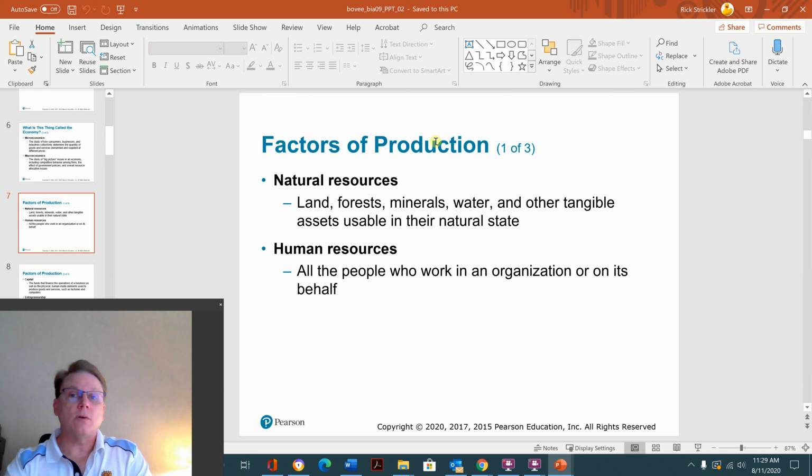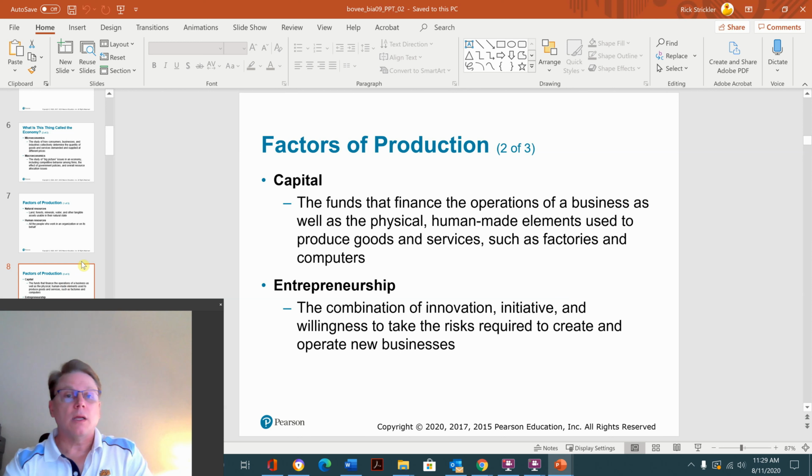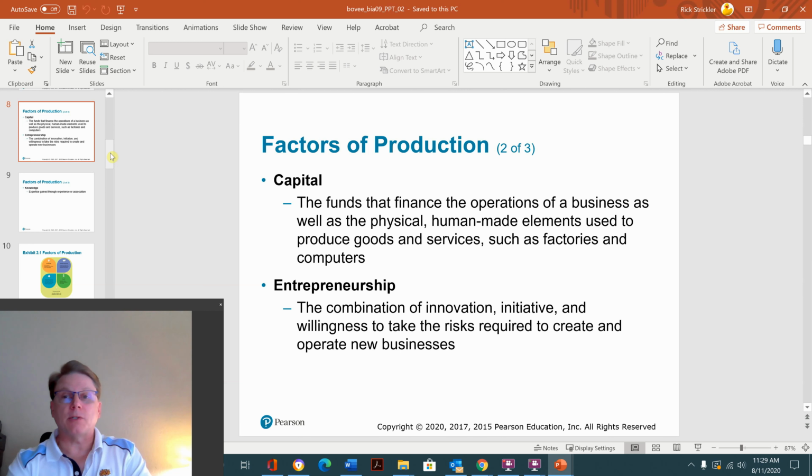Go down to the next one. Capital is the funds to finance operations of a business, as well as the physical, human-made elements used to produce goods and services. So this is your factories, your machines. For online, it's your internet, all the servers and computers that you need to run your internet service. Those are all your capital expenditures. And then entrepreneurship is the combination of innovation, initiative, and willingness to take the risk required to operate a business.